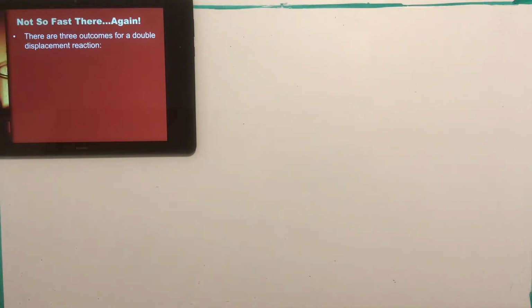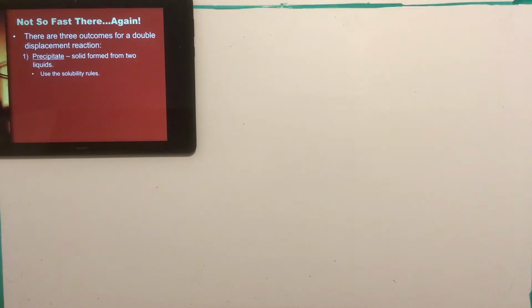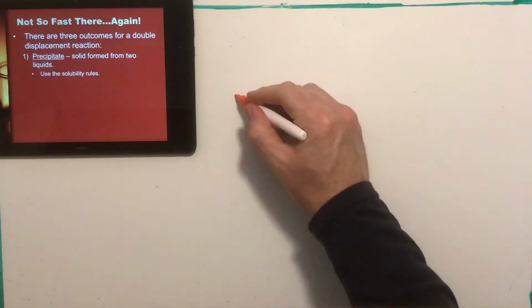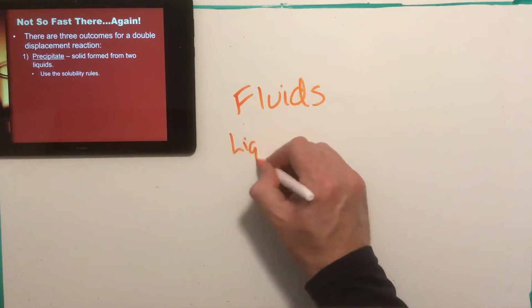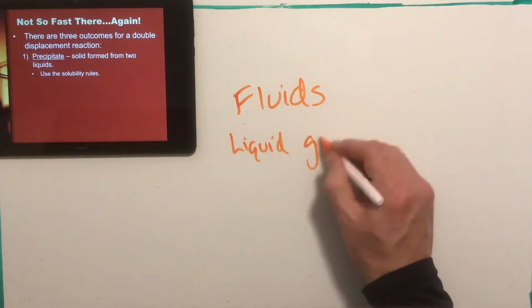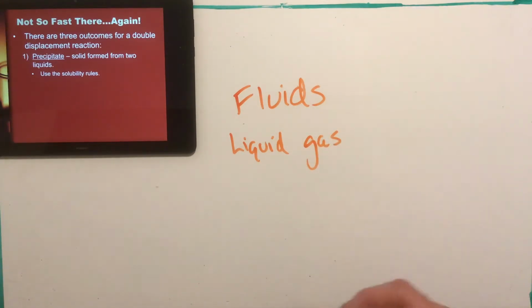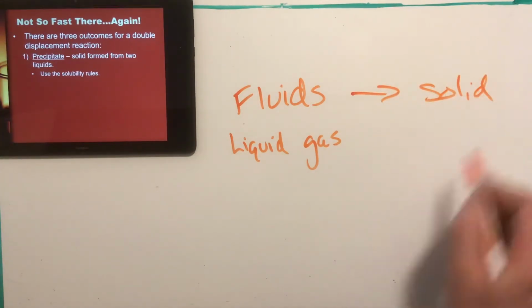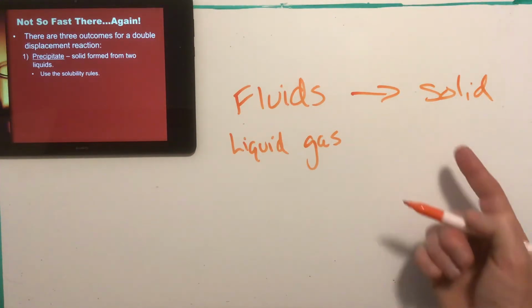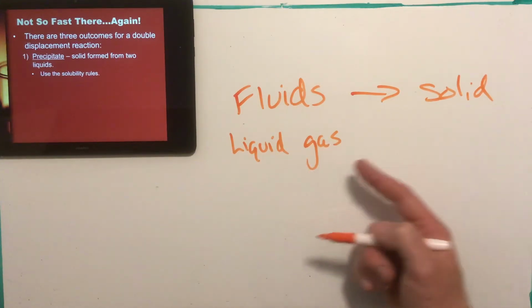What we're going to look at today are 3 outcomes that result from double displacement reactions. The first one is a precipitate. A precipitate is when I take 2 liquids, or a better word would be 2 fluids. A fluid can be a liquid or a gas. And so I can take 2 liquids, 2 gases, or a liquid and a gas, and I mix them together and I get a solid. So when fluids produce a solid as one of the products, that's precipitate.